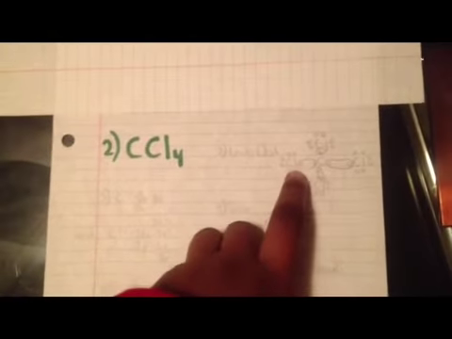Number 2, CCl4. You draw the Lewis-Dot structure. What you see is the C that has 4 electrons around it, and Cl that has 7 electrons around it because it has 7 valence electrons. In this, you see that one Cl is paired with an electron from C, making all of them happy.